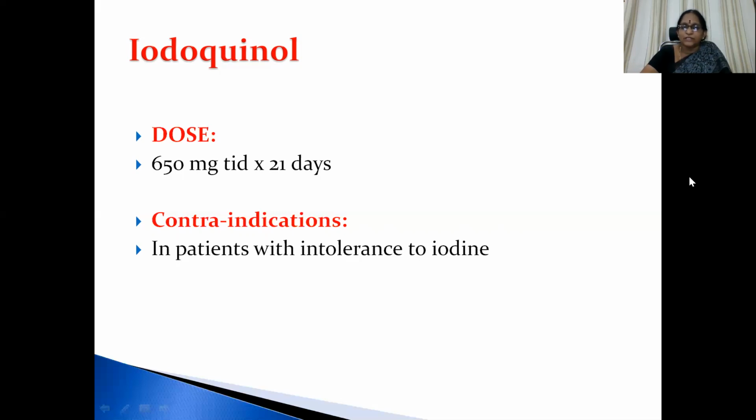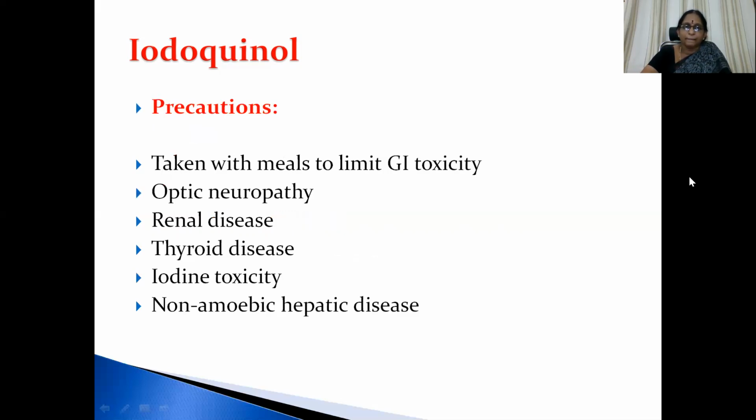Contraindications, obviously, in patients with intolerance to iodine. Precautions are taken with meals to limit GI toxicity because along with food, few molecules get absorbed little. Then optic neuropathy, renal disease, thyroid disease, iodine toxicity because of the iodine component in the molecule. Then non-amoebic hepatic disease also.